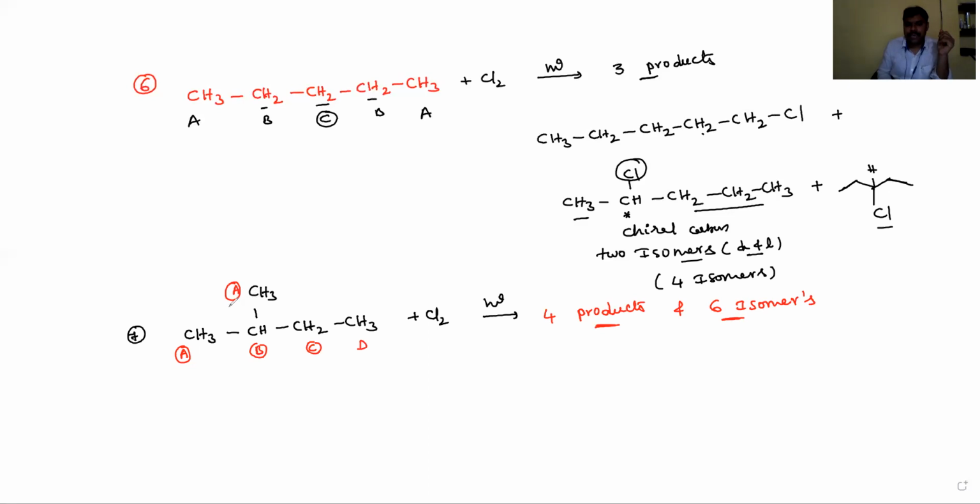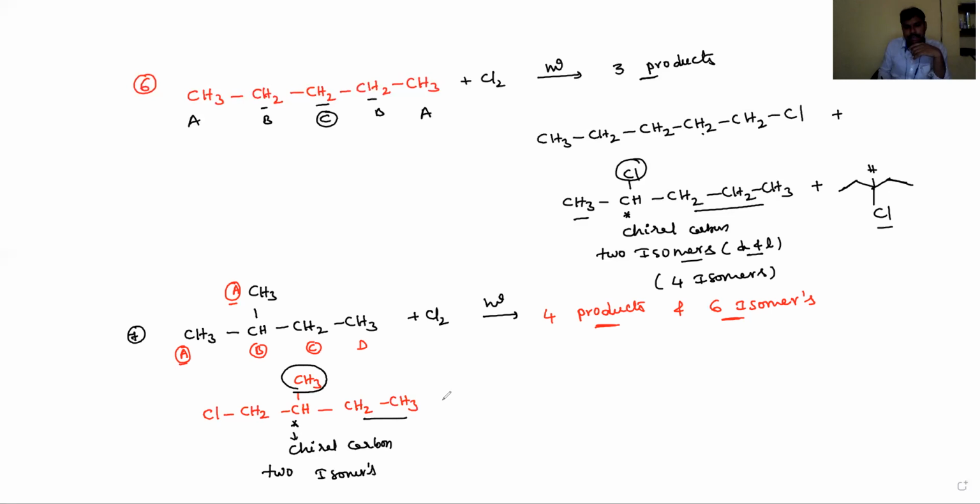At any A-marked carbon, you remove a hydrogen and we get one product, that is Cl-CH2-CH(CH3)-CH2-CH3. If you observe this tertiary carbon, the different groups are a CH2Cl group, an ethyl group, and a methyl group. This is the chiral carbon, so 2 isomers are possible.